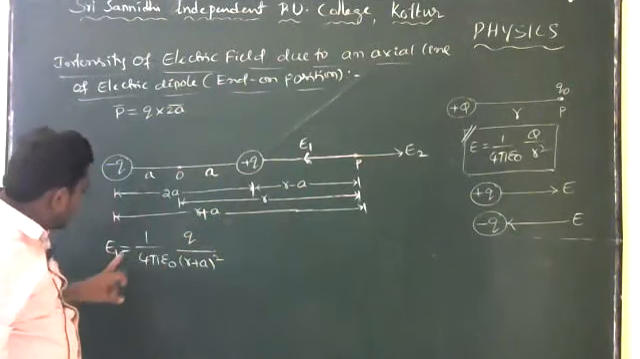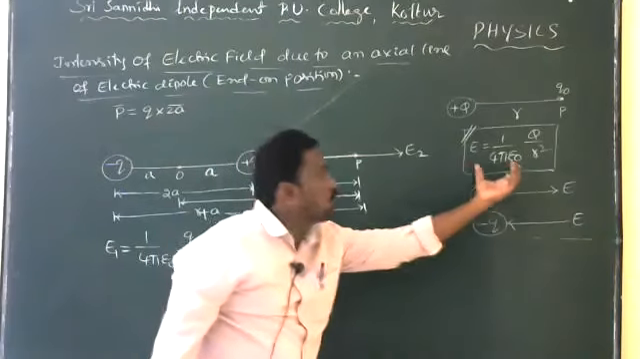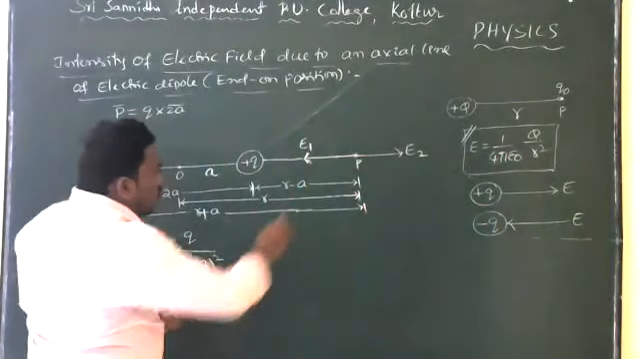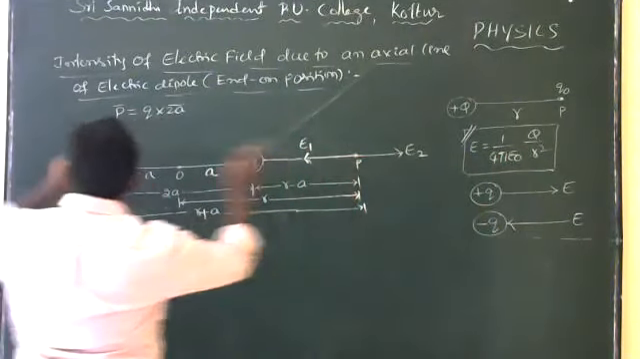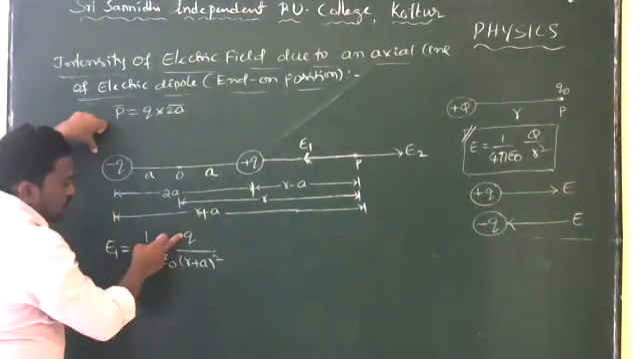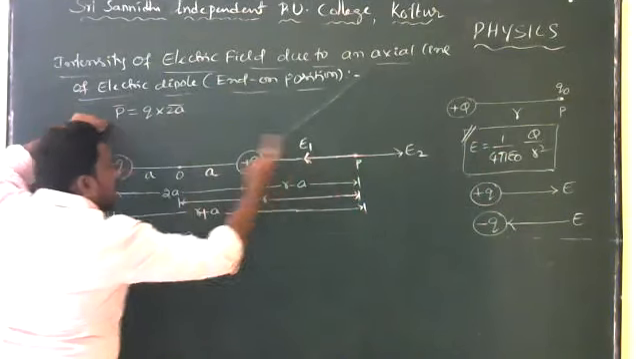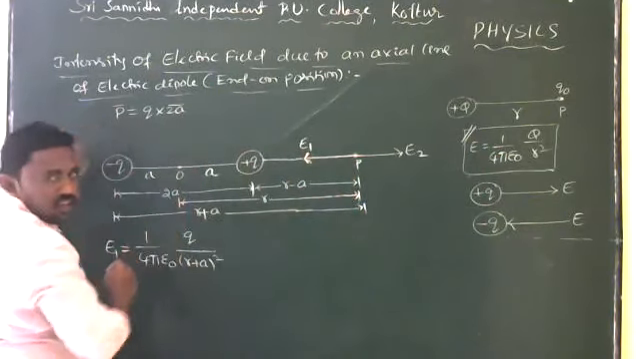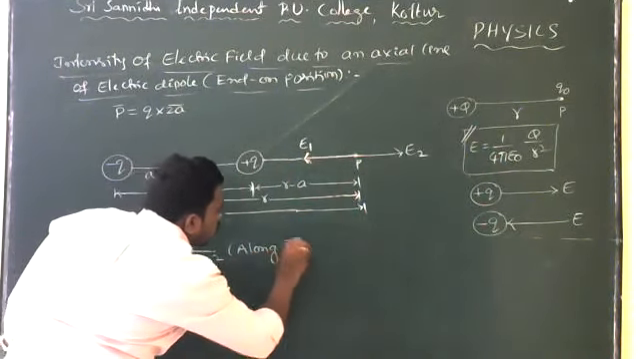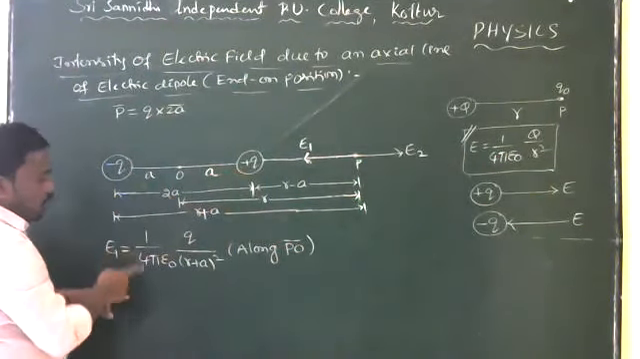So E1 is equal to 1 by 4 pi epsilon naught divided by R plus A whole square, using the formula for the intensity of the electric field due to an isolated point charge. Now we calculate the intensity of the electric field at point P due to minus Q charge. E1 is equal to 1 by 4 pi epsilon naught Q by R plus A whole square. In what direction does E1 act? Along PO. This is important: the E1 direction is along PO.